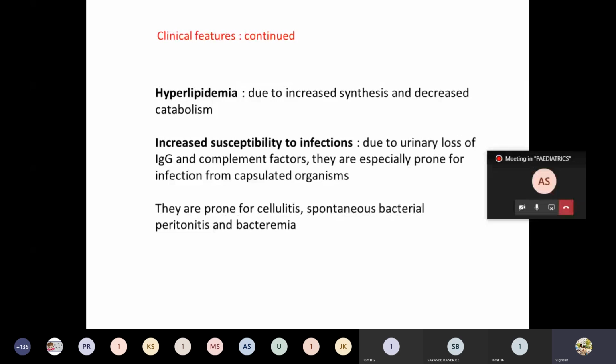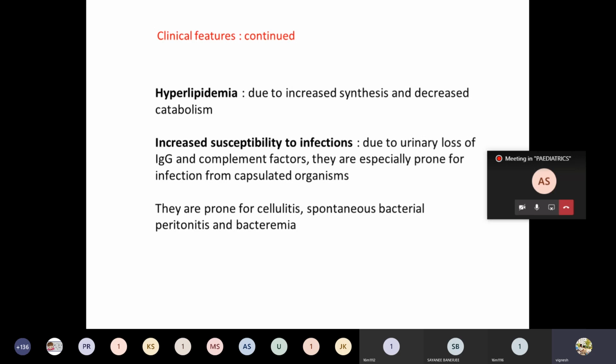So what are the clinical features? It depends on all these things. Let me discuss them one by one. First, hyperlipidemia. This hyperlipidemia occurs because of decreased catabolism as well as increased synthesis of albumin. Because of that, the lipid level is going to be increased.